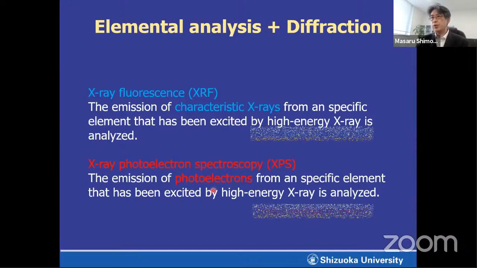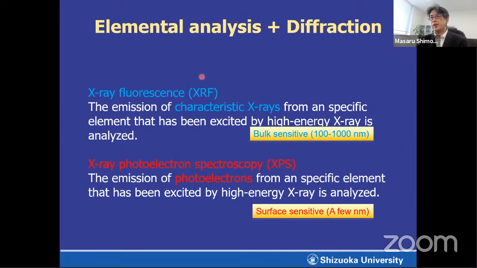But we have to be sure that XRF is very bulk sensitive. The detection depth is roughly 100 nanometers to 1000 nanometers, a micron. However, XPS is a very surface sensitive technique, in the range of a few nanometers. These elemental analyses are used with diffraction information in this presentation.